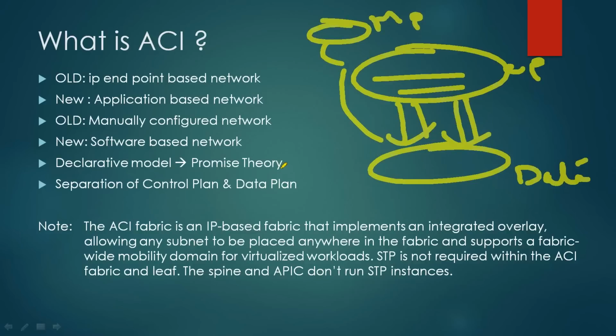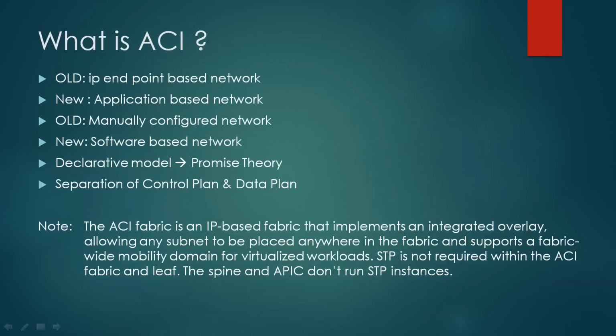It's like that. Now here you can see that ACI Fabric is an IP-based fabric that implements an integrated overlay, that we have discussed, that we have underlay and overlay, allowing any subnet to be placed anywhere. That's the true power, that now we are not fixed with the network. We have mobility inside the network. That means any subnet can be placed anywhere in the fabric, and it supports fabric-wide mobility.